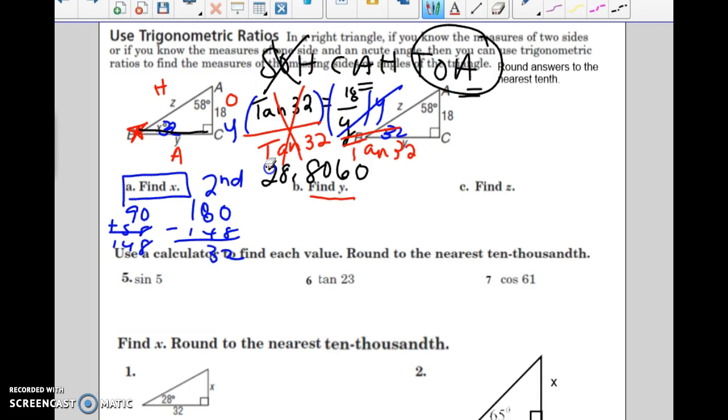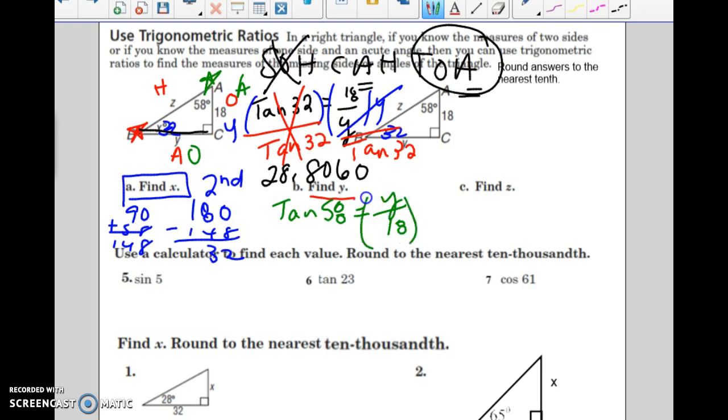But wait a minute, Miss Ramsey. Hold on. I don't want to put my star there. I want to put my star on the other side. Is that okay? Yes, it is okay. So if I put my star here, I still have my hypotenuse, but now this is my opposite and this is my adjacent. Would you agree? So now I would still do tangent because I have opposite and adjacent, but now it would be the tangent of 58, and my opposite would be y, and my adjacent would be 18. Everybody understand what I just did?